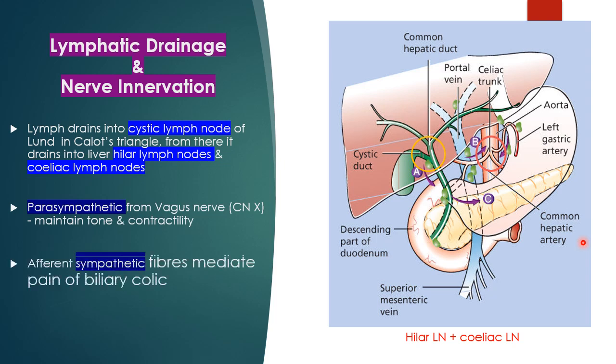The nerve supply is mainly from the parasympathetic and the sympathetic. The parasympathetic from the vagus maintains the tone and contractility of the gallbladder and the biliary ducts, whereas the afferent sympathetic fibers mediate the pain from the gallbladder and the bile ducts. So the parasympathetic system is for contractility and tone of the gallbladder and the bile ducts, whereas the sympathetic is for the pain from these areas.